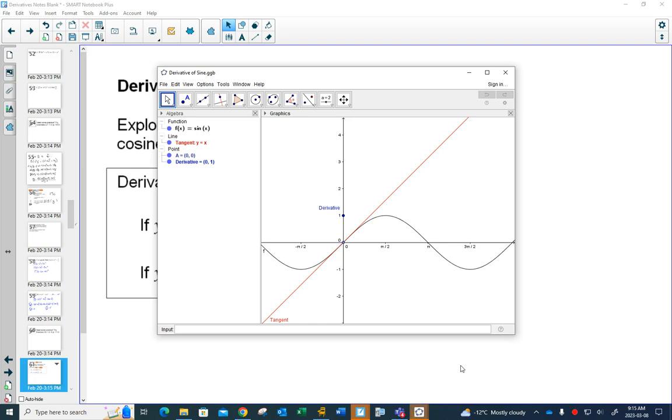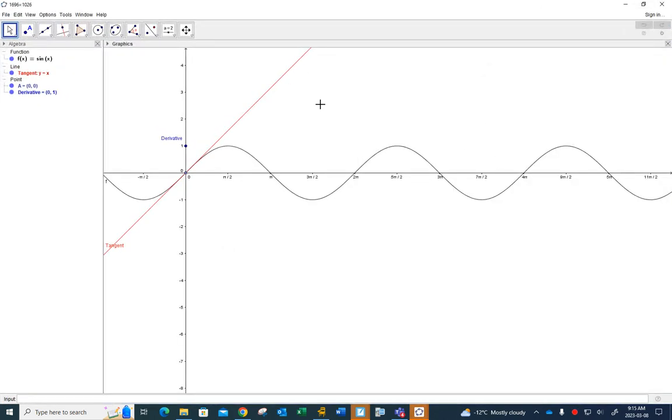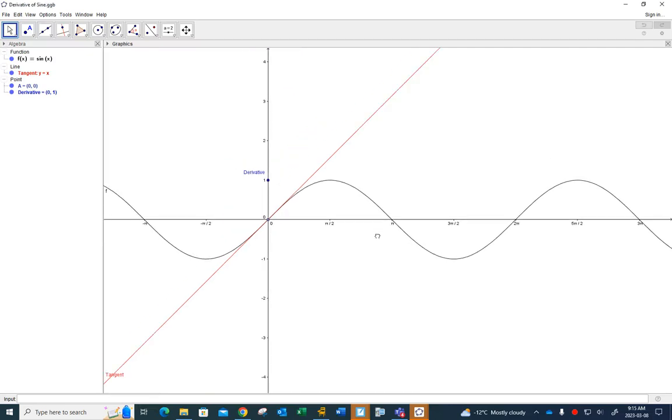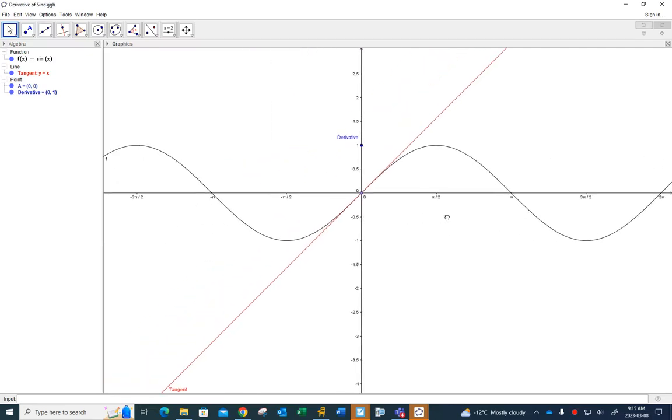Next, we're going to look at derivatives of our sine and cosine graphs. So here is our graph of sine. And on this program, I have picked a point on the graph of sine. I can drag it along there. And every time I have that point, the tangent is drawn. So the derivative would be the slope of that tangent line.